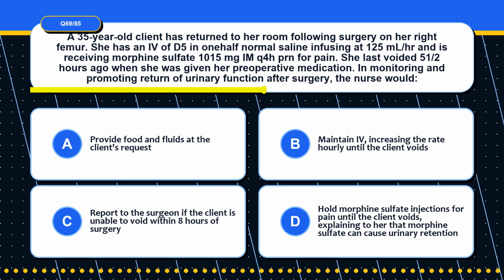here are the options. Option A. Provide food and fluids at the client's request. Option B. Maintain IV, increasing the rate hourly until the client voids. Option C. Report to the surgeon if the client is unable to void within 8 hours of surgery. Option D. Hold morphine sulfate injections for pain until the client voids, explaining to her that morphine sulfate can cause urinary retention.